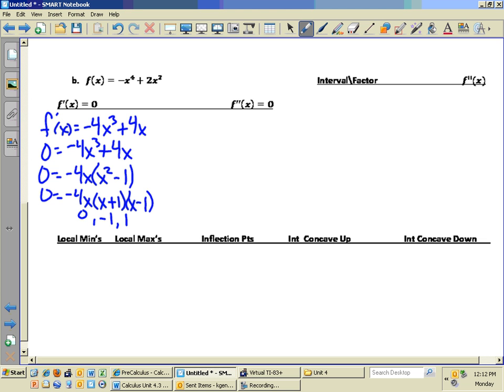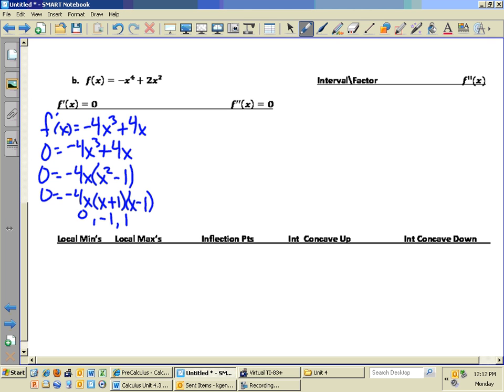Most likely, since it's a nice polynomial, I very well might have some local maxes and mins there, but we don't know for sure. We just know something interesting happens at those spots. Okay?